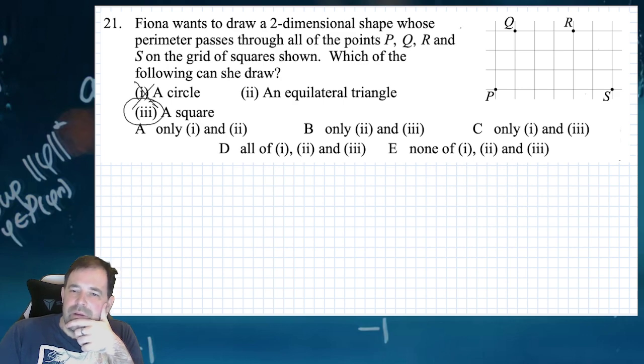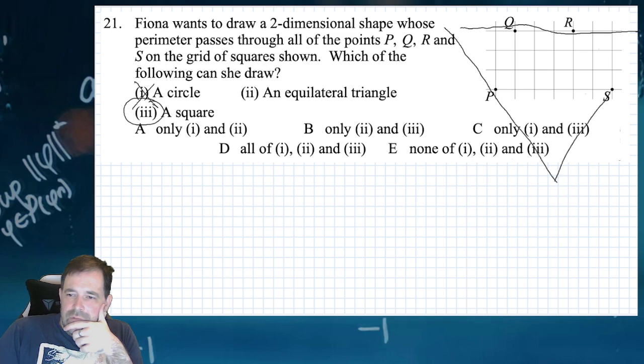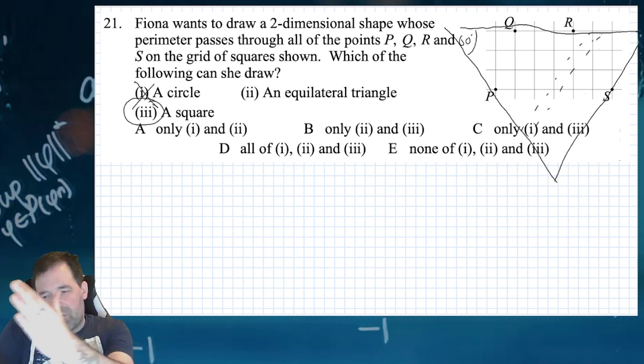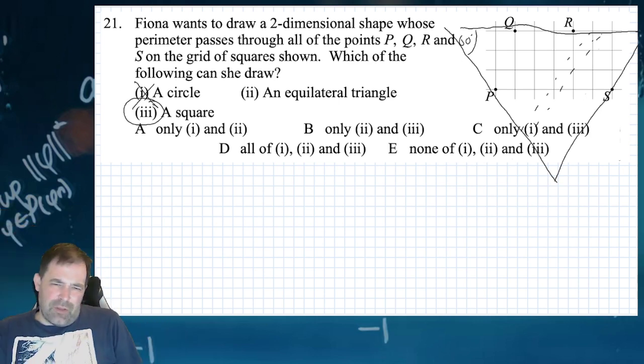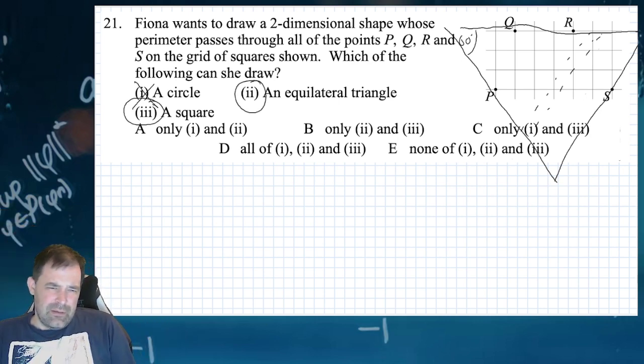What about an equilateral triangle that goes that way? It goes like that. And again, once you know that's 60 degrees, you'll eventually keep extending that base back and back and back until you go through point S. I think you can do it. I think you can do that. So what's our answer going to be? Only 2 and 3. I think that's our option. I hate that. I do not like that.